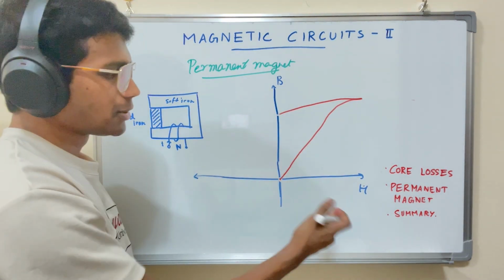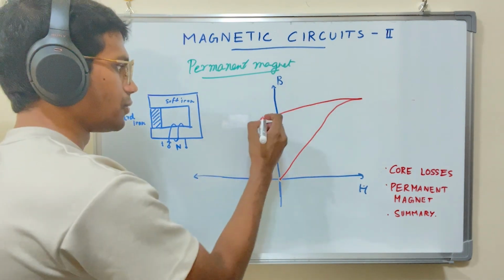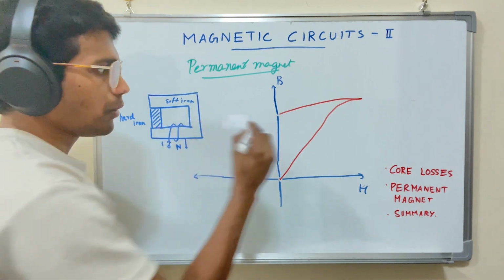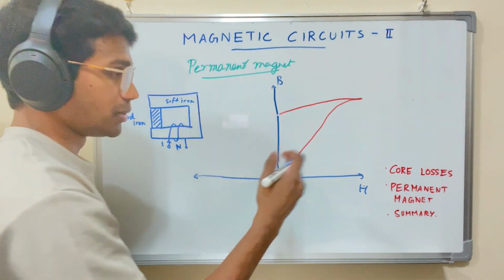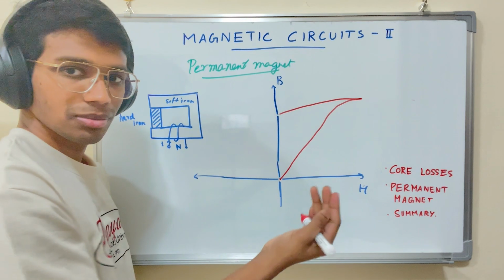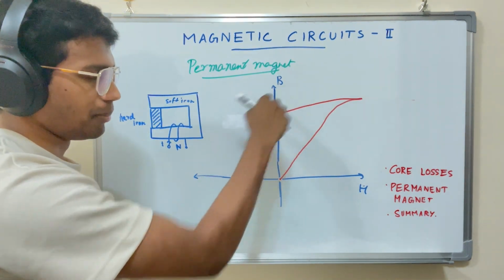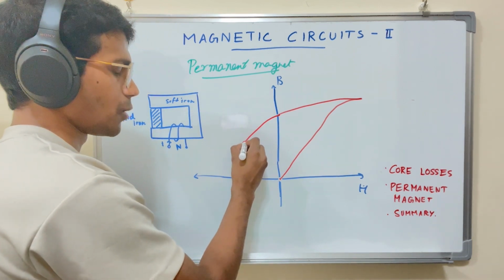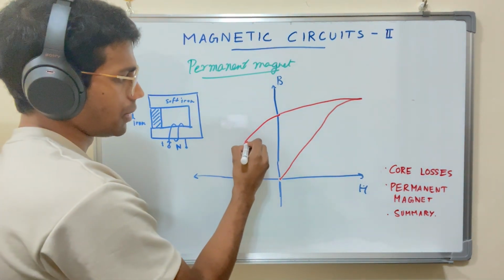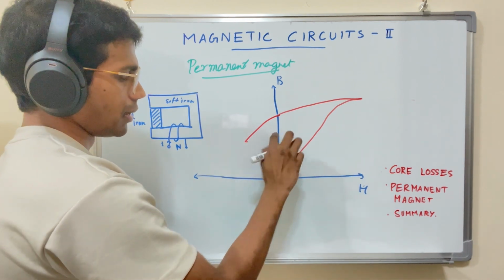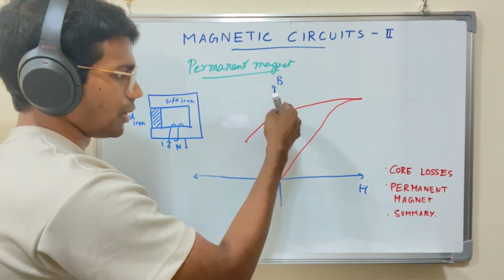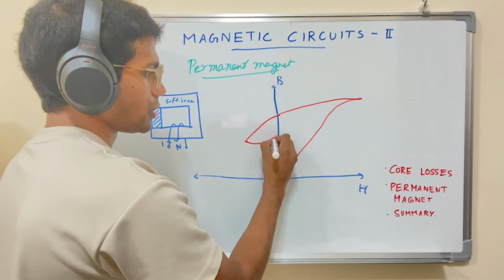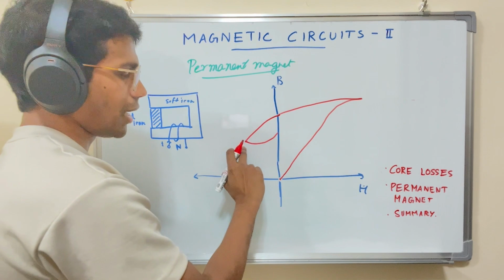Now, what happens if we reverse the H? Of course, it goes down all the way to 0 and then more. But what if we don't go all the way down, or we reduce the H, or increase it in the opposite direction all the way until B becomes 0? What if we take it here and we stop? What would happen is, it would go back to this point where H is 0, but it would move in this fashion. It has actually increased a little.